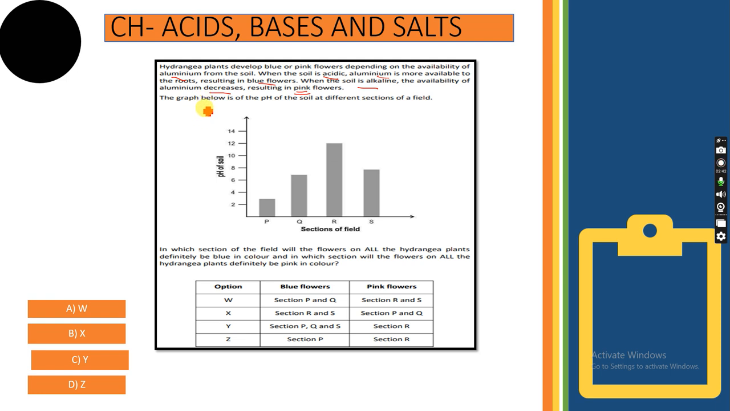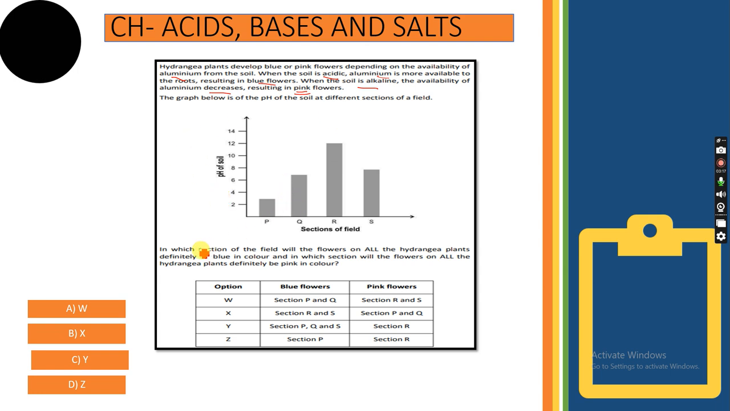अभी यहाँ पे क्या हुआ है, the graph below is of the pH of the soil at different sections of a field. So here if you see the graph, यहाँ पे pH is given on the y-axis, x-axis में P, Q, R and S, these are the four sections of a field that is given, and based on that you see the pH. Okay, so for section P you see how much pH, for Q you see the pH of the soil, how much it is. Okay, so the greater the pH, that means more alkaline or basic it is, and lesser the pH, that means it is acidic. Okay, इतना समझ में आ गया.